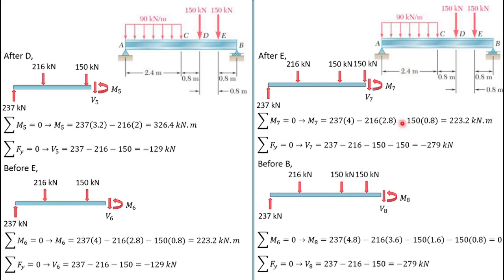And the last is before B. Here, still the same 4 loads, so V8 is also equal to minus 279 kilonewton. While for the moment, the distance is increased. Now 237 times 4.8 meter, and this equivalent transverse load times 3.6 meter, and this 150 kilonewton times 1.6, and another 150 kilonewton times 0.8. So we have M8 equal to 0.